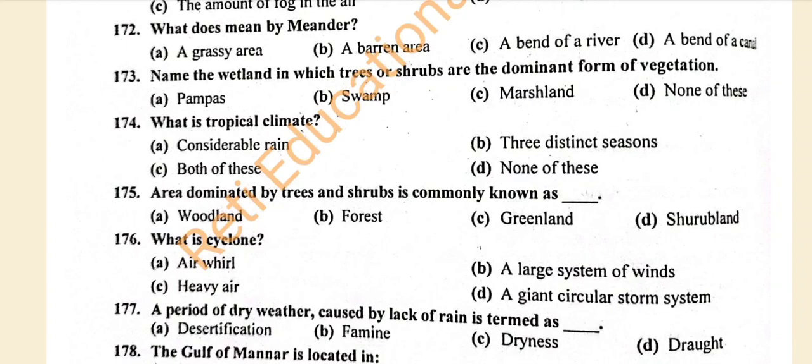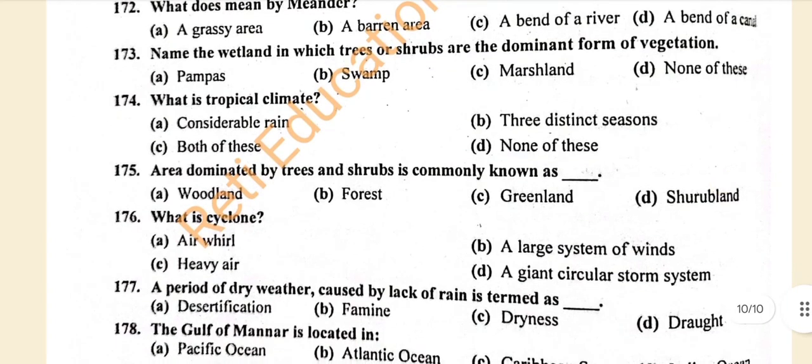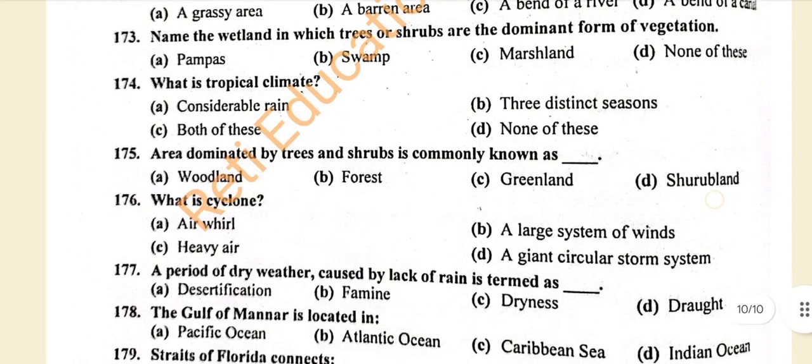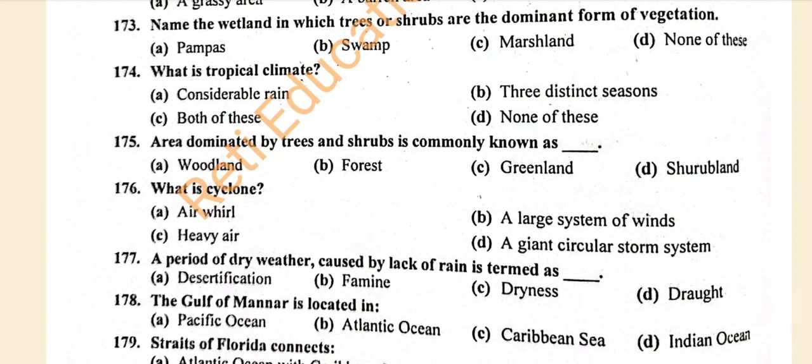Question number 173. Name the wetland in which trees or shrubs are the dominant form of vegetation. A. Pampas, B. Swamp, C. Marshland, D. None of these. And the correct answer is C. Marshland.